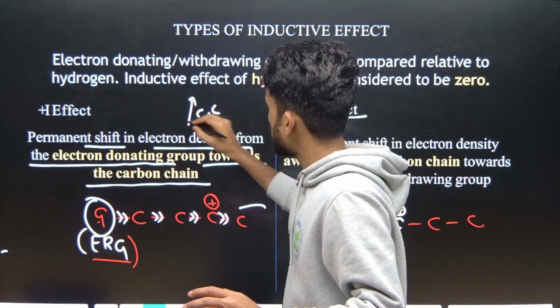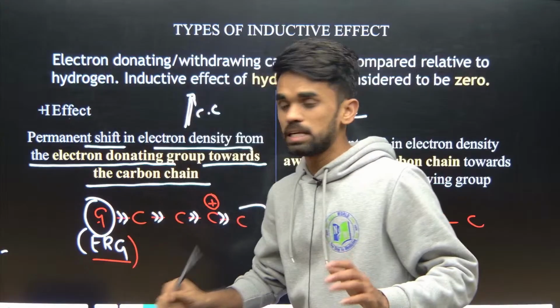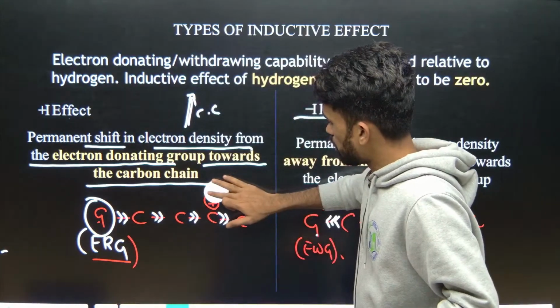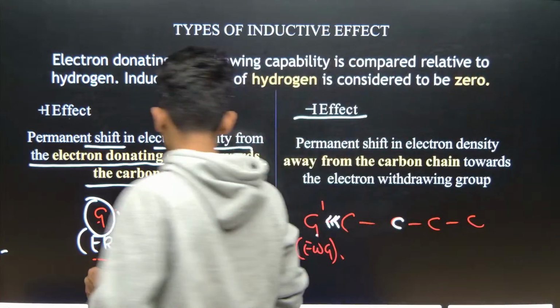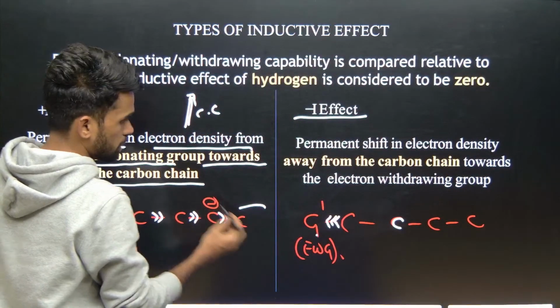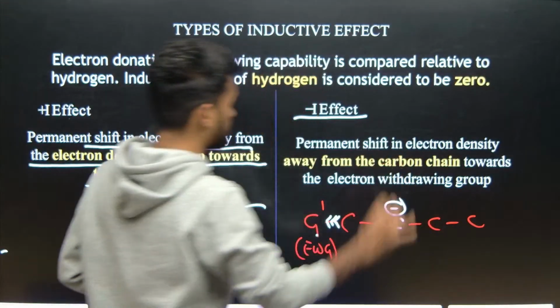Stability of carbocation is increased by electron releasing groups. Now I am replacing these carbocations with carbanions. What am I taking here? Carbon with a negative charge. Here also, carbon with a negative charge. Now tell me what happens.